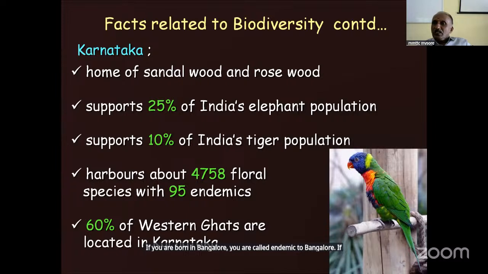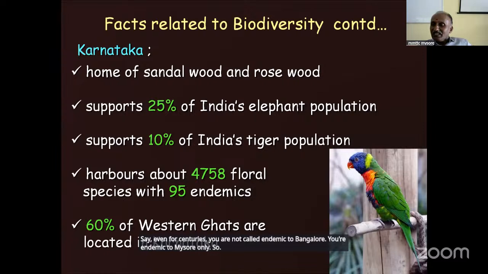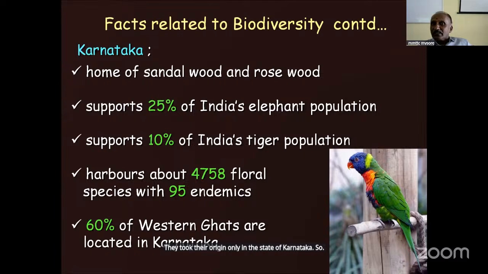If you are born in Mysore and settled in Bangalore, say even for centuries, you are not called endemic to Bangalore. You are endemic to Mysore only. So in other words, the place where you have originated, born and brought up, and then established, you are referred to as endemic to that area. In other words, the native place of a species is called endemic, or endemism. So about 95 such native species. These 95 species are not born anywhere in the world. They took their origin only in the state of Karnataka. So about 95 such endemic plant species are present in Karnataka.